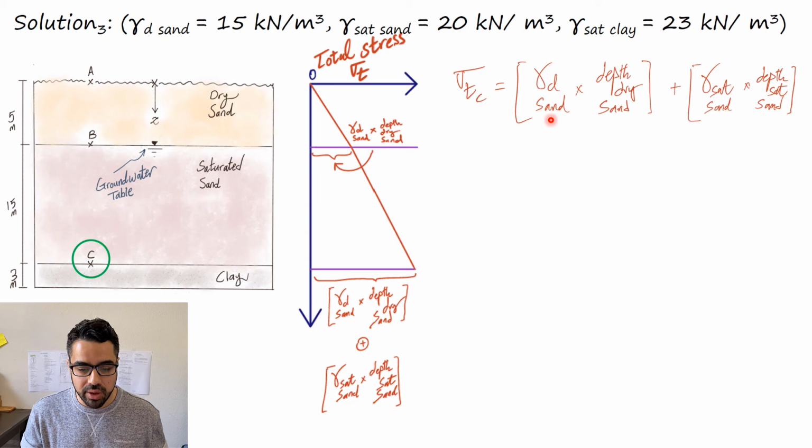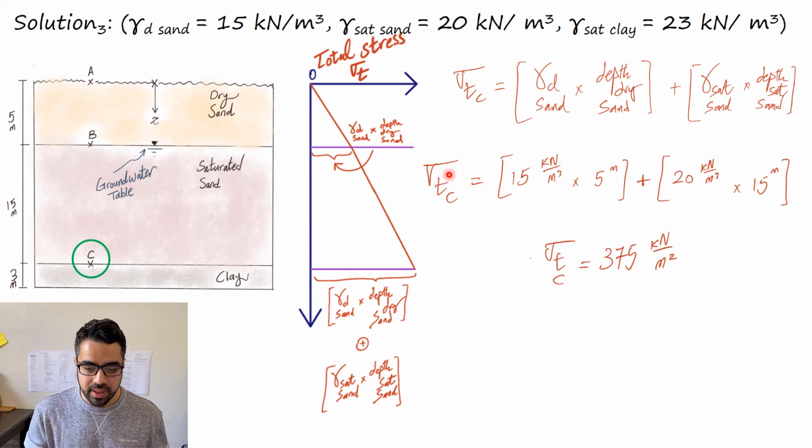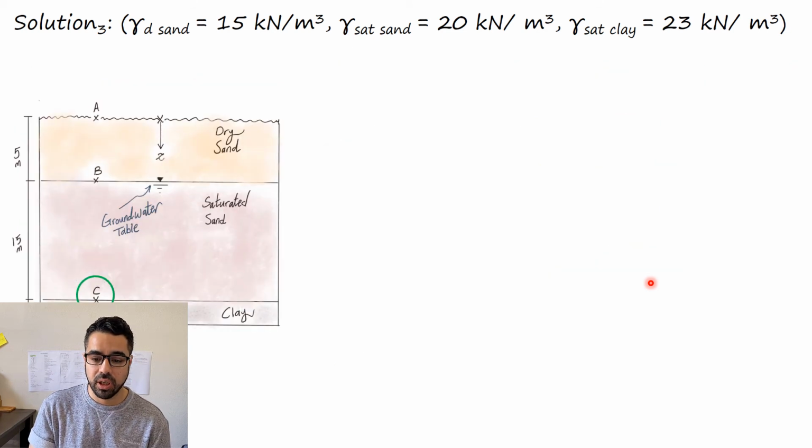If you do this, you will find the stress at point C. So gamma dry for the sand times the depth of the sand. Gamma saturated for the sand times the depth. So 15 times 5, this depth, plus 20, which is gamma saturated for the sand for this layer, times 15. You add them, you're going to get 375 kilonewton per meter square. Stress at point C. So we're done with total stress.